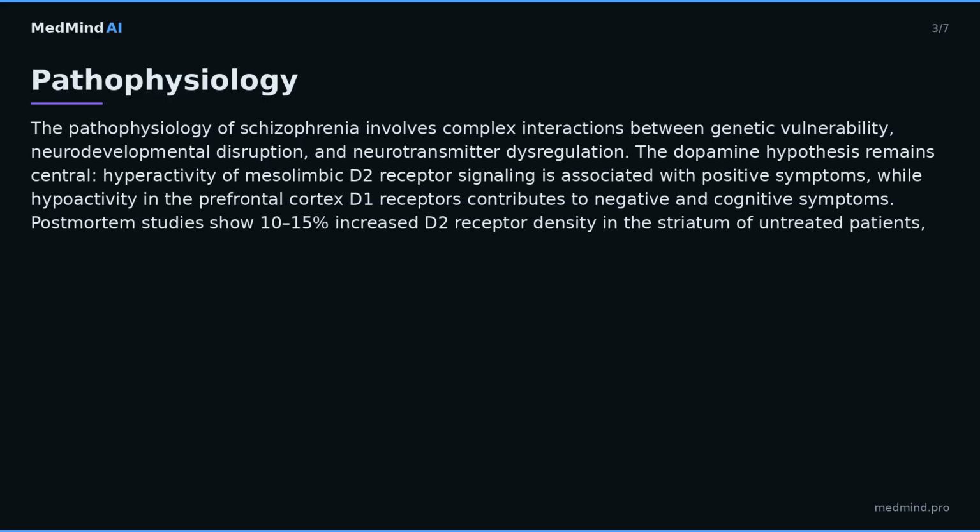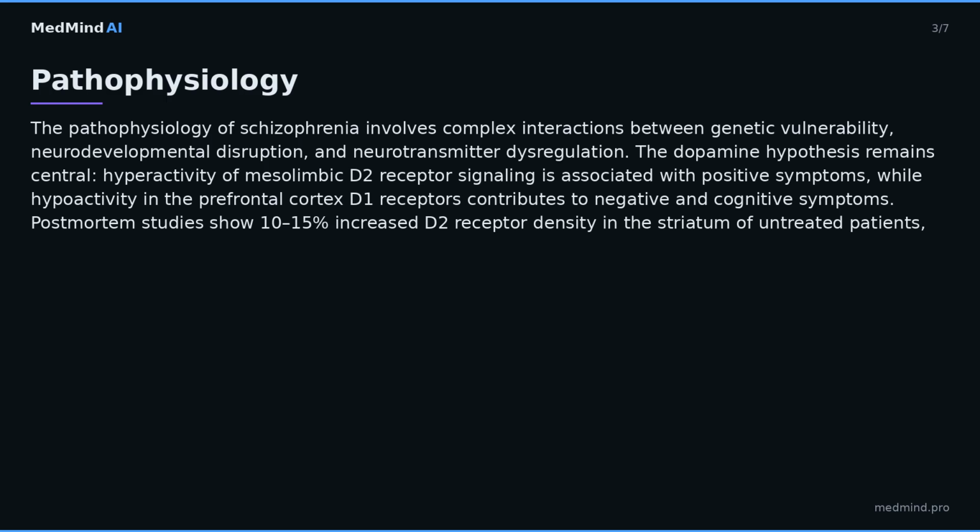Post-mortem studies show 10 to 15% increased D2 receptor density in the striatum of untreated patients, with receptor binding potential, BPND, measured via 11C-raclopride PET averaging 3.2, SD equals 0.6, in schizophrenia versus 2.8, SD equals 0.5, in controls. Genetic studies identify over 287 risk loci via genome-wide association studies, GWAS.